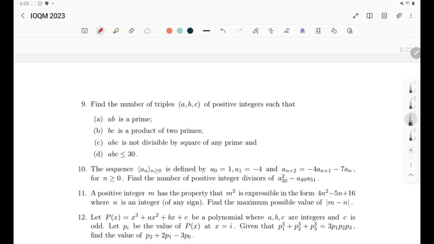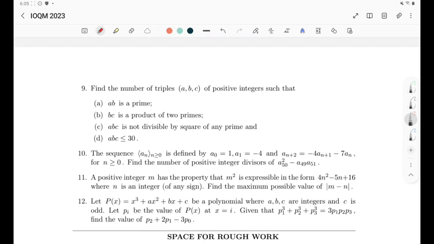Okay, let's go ahead. Number theory question 9. Find the number of triples ABC, positive integers. AB is prime, BC is 2 primes, ABC is not divisible by the square of any prime, ABC is less than or equal to 30.